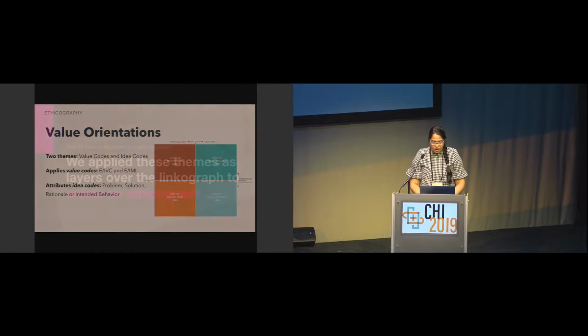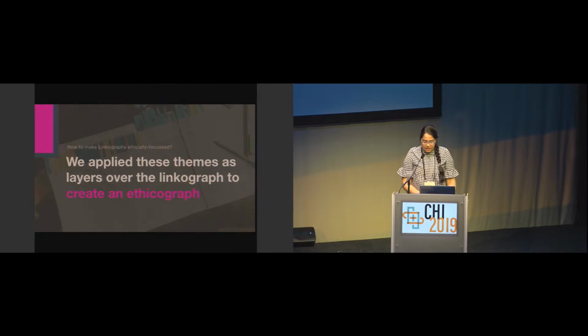To make linkographs more ethically sound, these codes are marked as layers over the links created among the speech acts of the participants, and were iteratively determined by performing meaning reconstruction on key segments to identify how implicit values might inform explicit design outcomes.